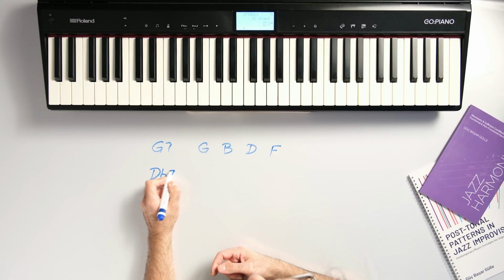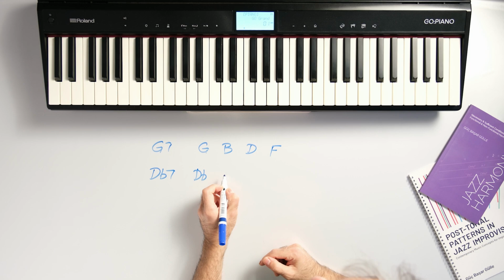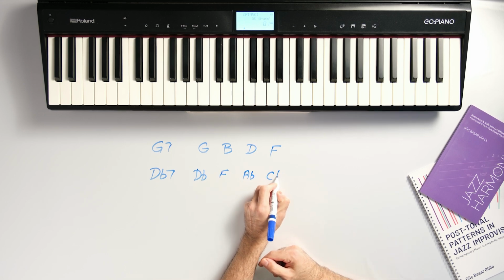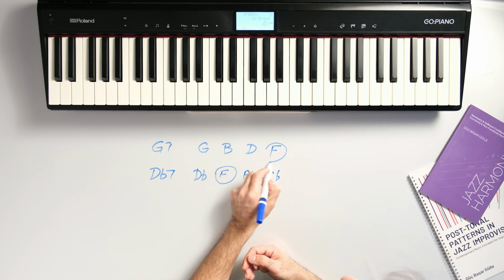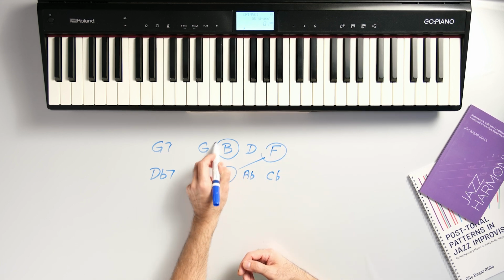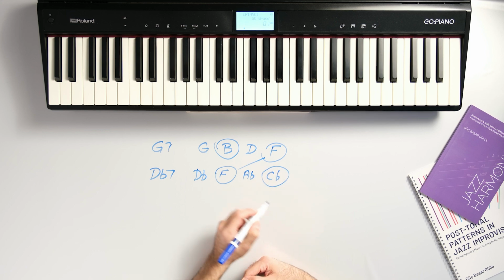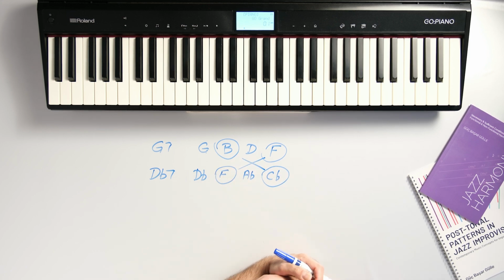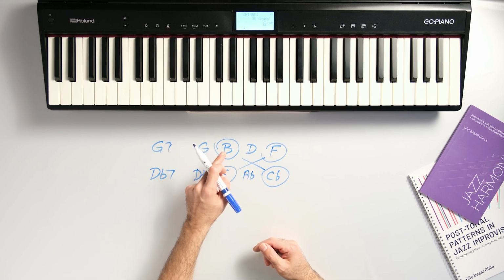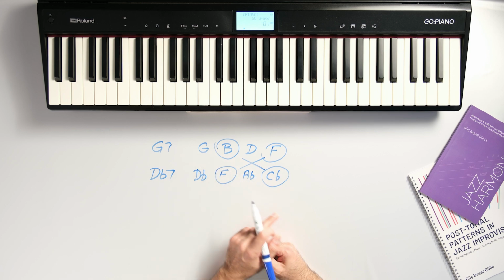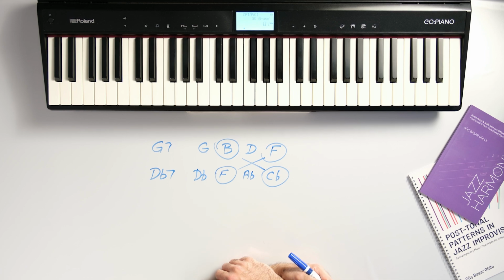What about D flat dominant 7, which is a substitute for G dominant 7? When we have D flat dominant 7, we have D flat, F, A flat, and C flat. As you see from the common notes, we have F here, and we have B, and C flat means B in terms of enharmonic relationship. Then you can see these are the root notes G and D flat, and we have B here, this is the enharmonic counterpart, and we have F and F. That's why they can substitute for each other.